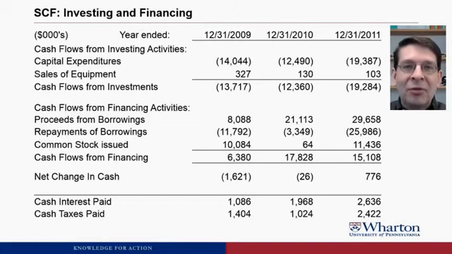And they're financing this growth with both debt and equity. So we see a lot of cash flow from debt issuances, and we see some cash flow from a couple of equity issuances. So they're financing themselves with both debt and equity.